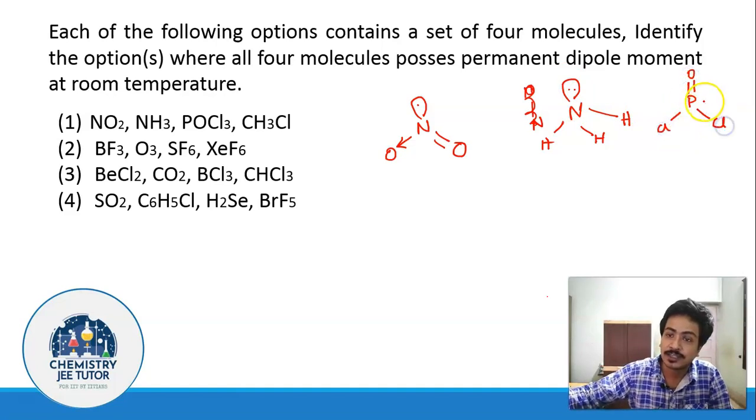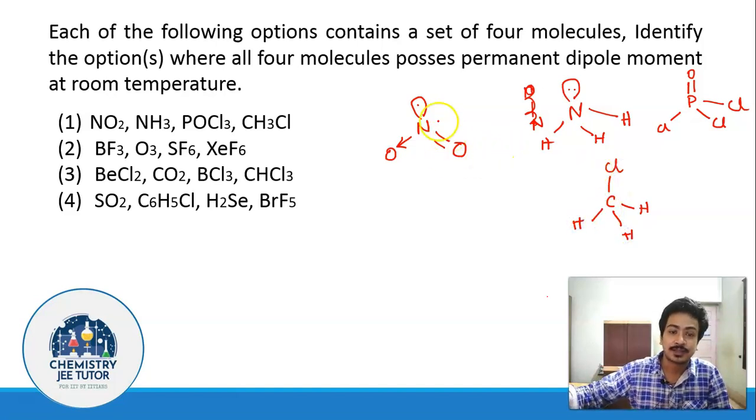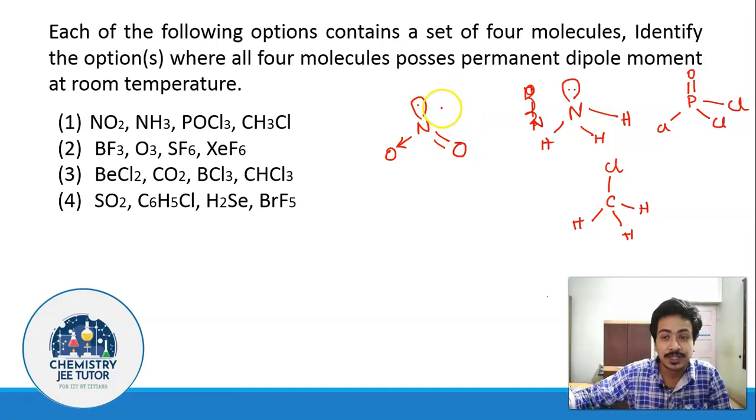You do the electron count and you draw the structures by yourself, you will yourself understand. CH3Cl is again going to come out to be tetrahedral. So in these cases, you see there will be a resultant dipole moment in all of the molecules. Why? Firstly, none of these molecules are symmetrical.